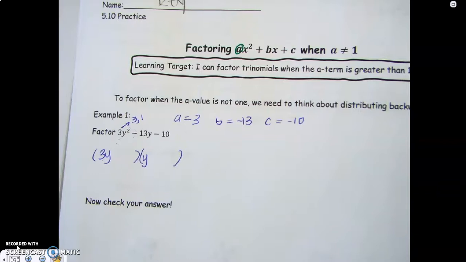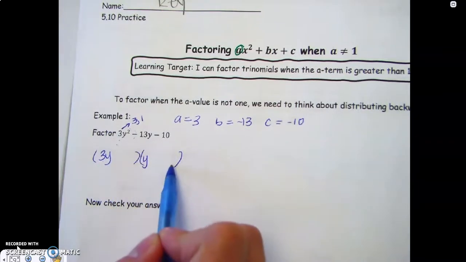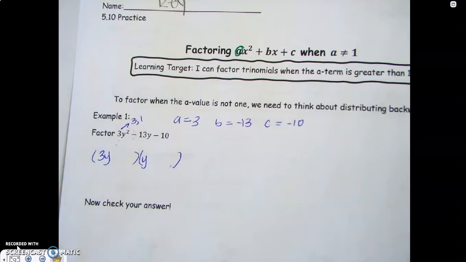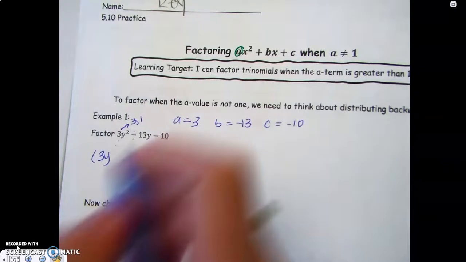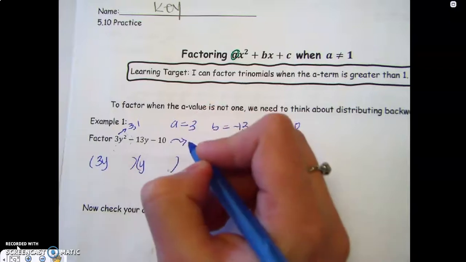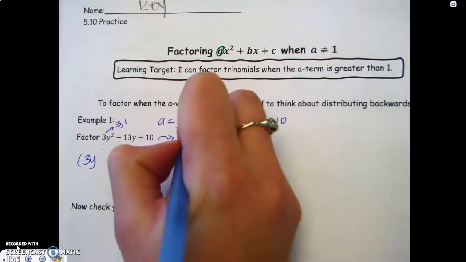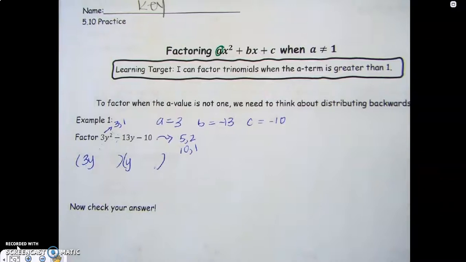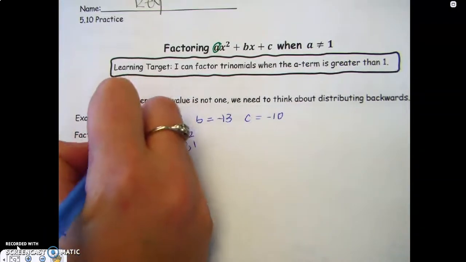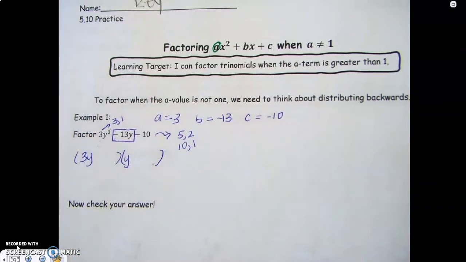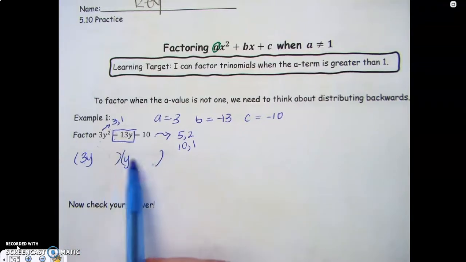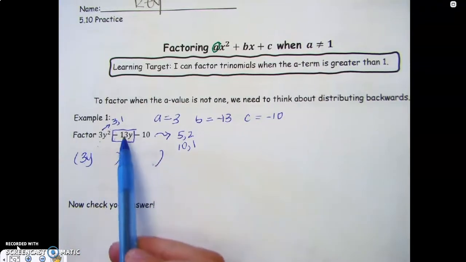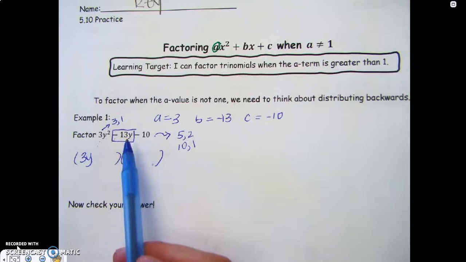The tricky part is I know that 3 is going to have to multiply something. Okay, so this method you might have to guess and check a bunch of times. So think about my factors of 10. So I have 5 and 2 and 10 and 1. So I only have a couple, which is good. And so I need to make a negative 13y. But also notice I'm going to have to multiply one of those numbers by 3 first before I get the negative 13. So this is where the guess and check process might be a little bit harder.